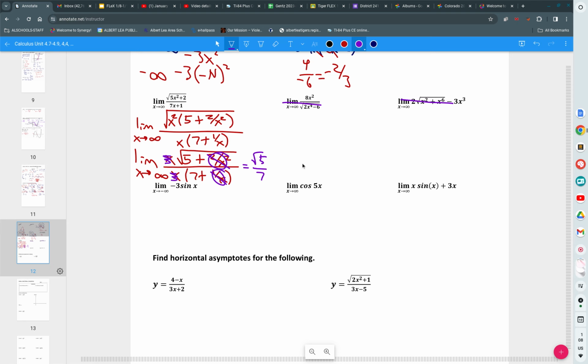This one should be pretty quick. What does the graph of negative 3 sine look like? So as x goes to infinity, what's going to be the limit? Does not exist. So again, as you look at the graph, as x goes towards infinity, it never hones in on one number. Same thing with this one, isn't it? Does not exist.